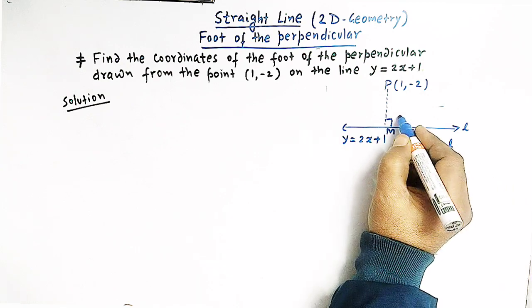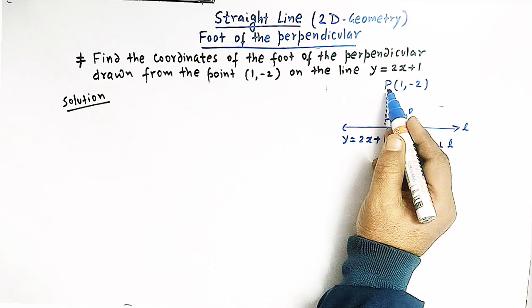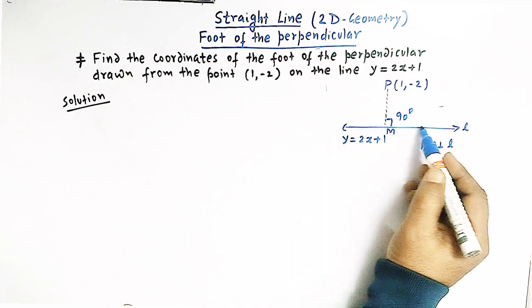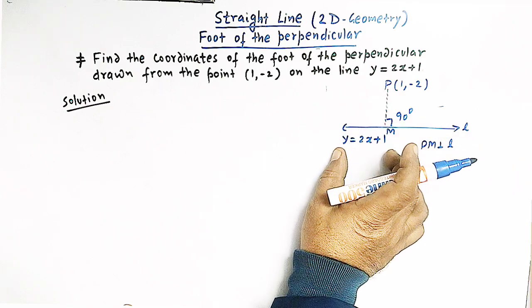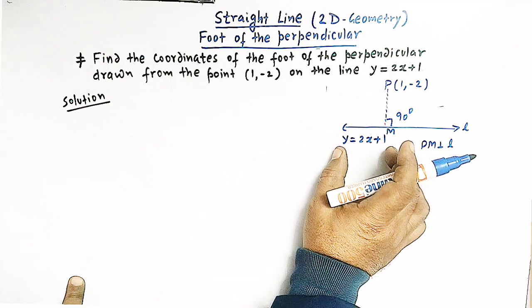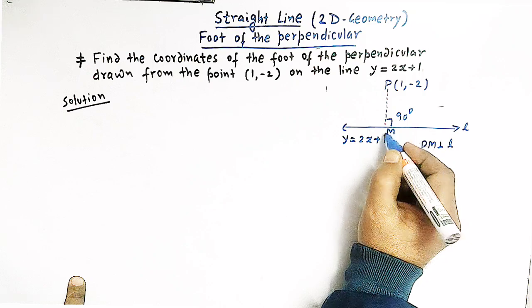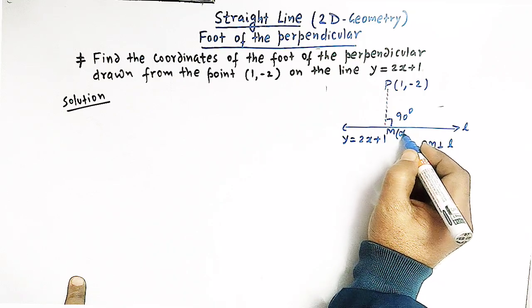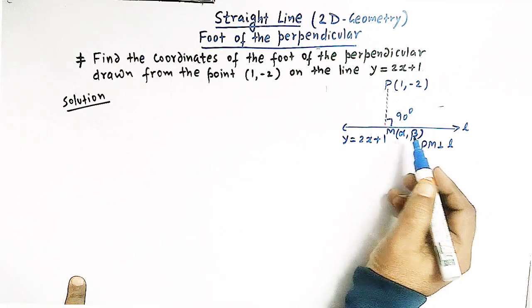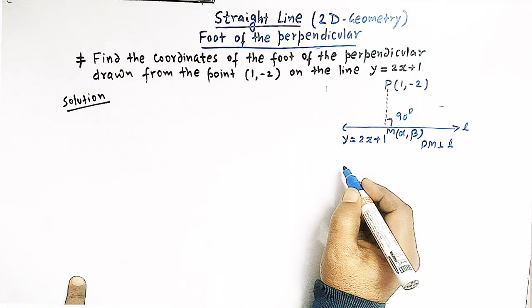So here we have a 90-degree angle, right? So we can see that this line, that is PM, is perpendicular to this given line L, whose equation is y = 2x + 1, right? So let us consider the coordinates of this foot of the perpendicular as (alpha, beta), right? So now we can use the concept of slope here.